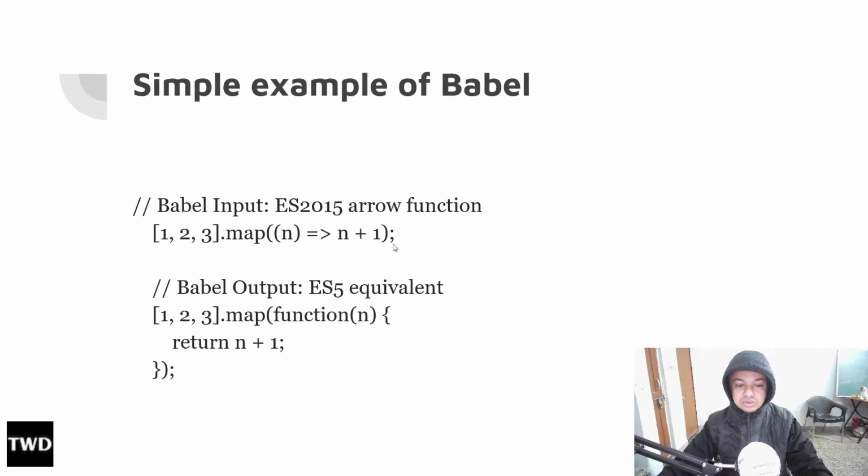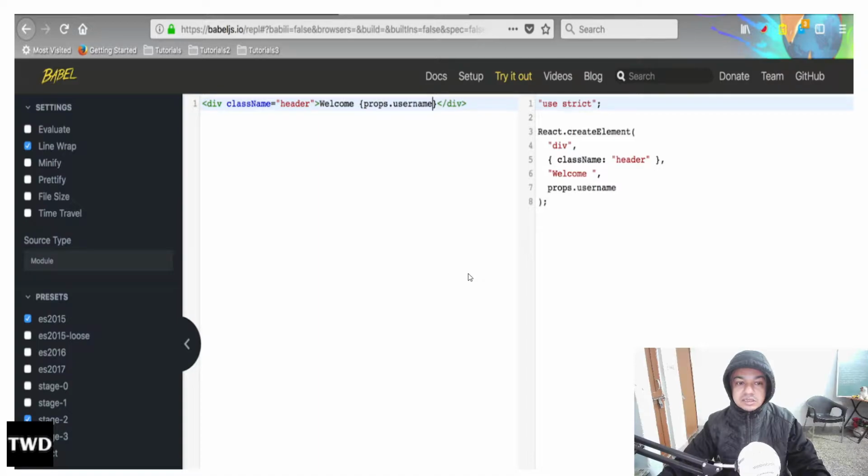As an example of Babel, we are using a map function with an arrow function like this. Babel will convert it into the ES5 equivalent, because map is available even in ES5. So this function and this return get converted internally like this. And the other thing, if you go to the Babel site and give a JSX code like this, it gets converted into React.createElement. So what is React.createElement? Actually internally in React everything is like that.